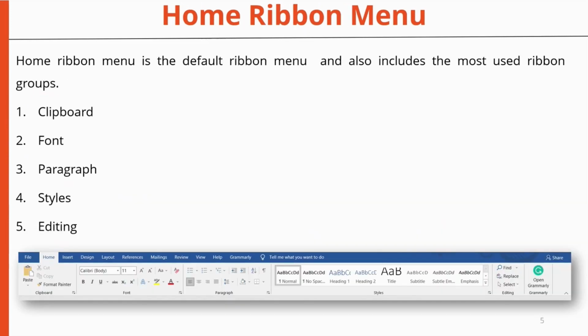What is the Home ribbon menu? After you land in the blank document, the first ribbon menu that you see is the Home ribbon menu. It is the default ribbon menu, and it also includes the most used ribbon groups. Some of them are clipboard, font, paragraph, styles, and editing. So let us look into that. How do we use all of these functions?